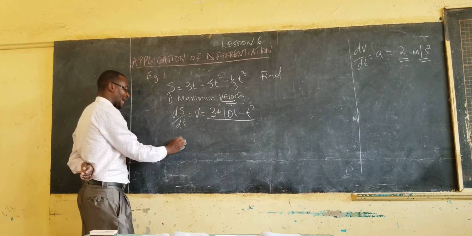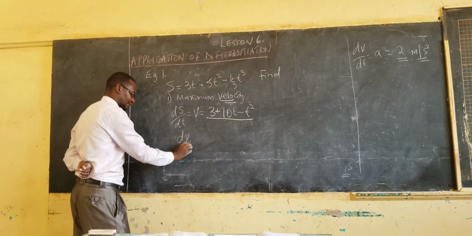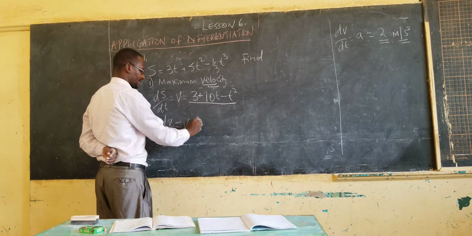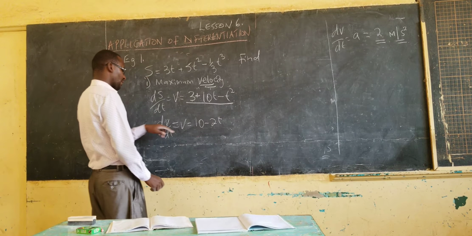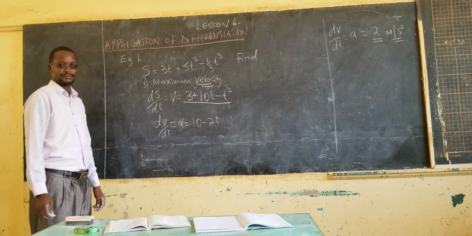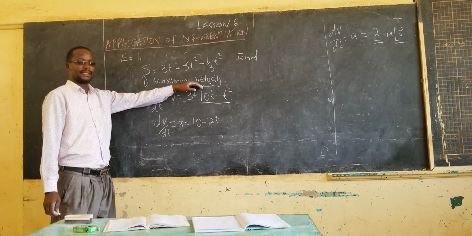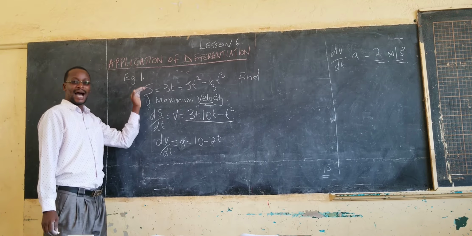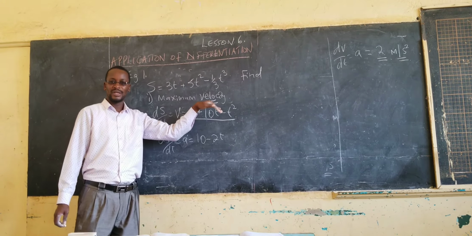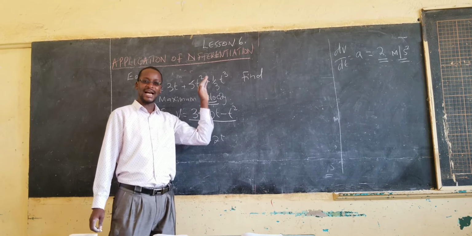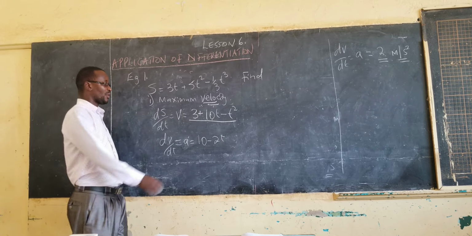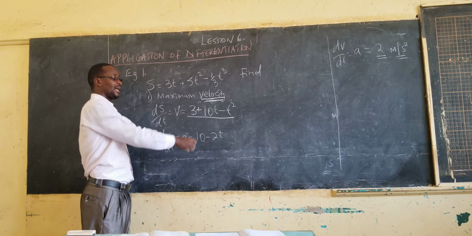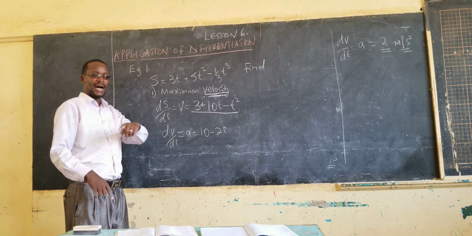So to get maximum velocity, I need to differentiate velocity again and equate to zero. Differentiate here, you get 10 minus 2t. I know this is the equation for acceleration. And at maximum velocity, you differentiate velocity and equate to zero. If I was to get maximum distance, I differentiate distance and equate to zero. If I wanted maximum acceleration, I will differentiate acceleration and equate to zero. So the variable which is required, whether maximum or minimum, is the one we differentiate. Then we equate it to zero and get the time.